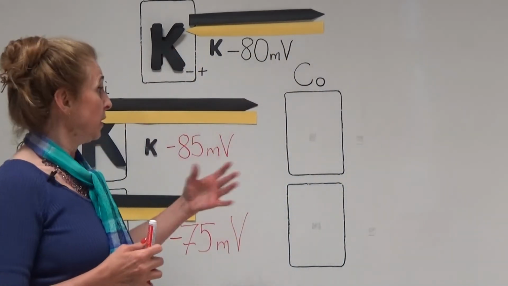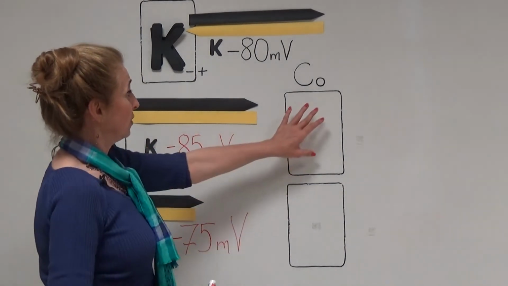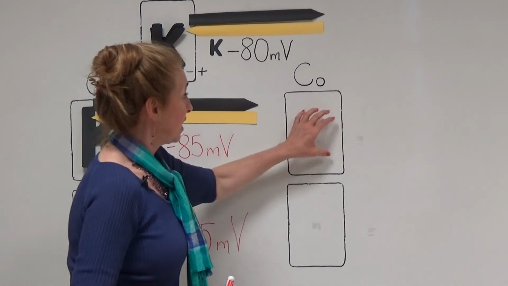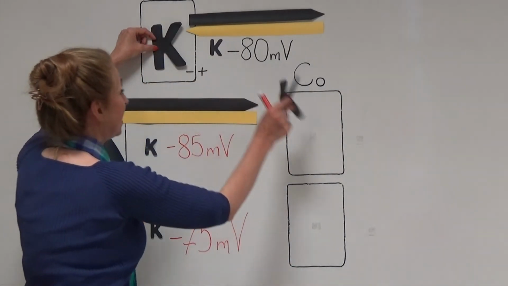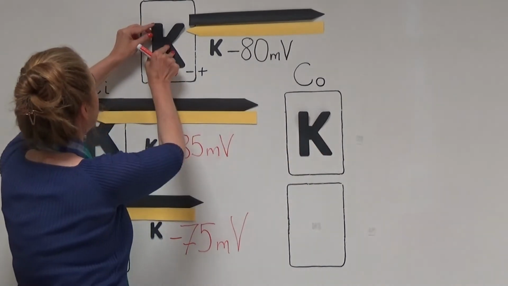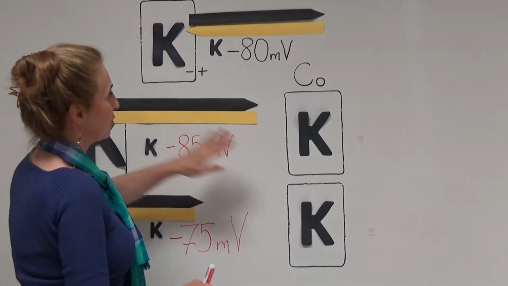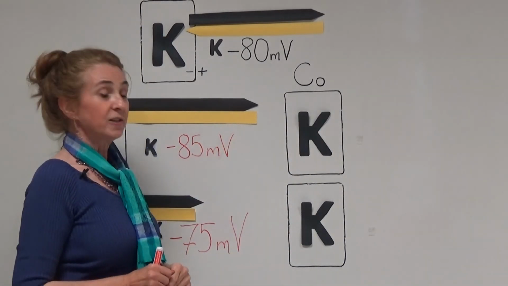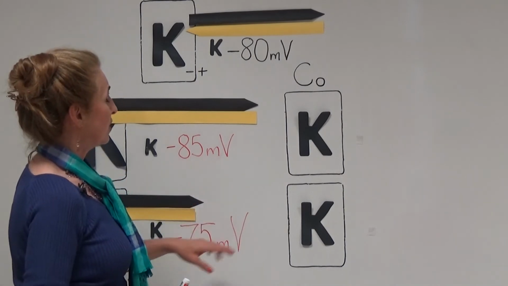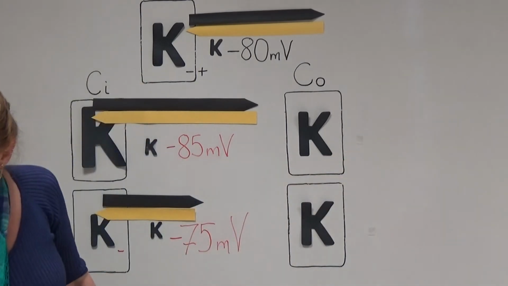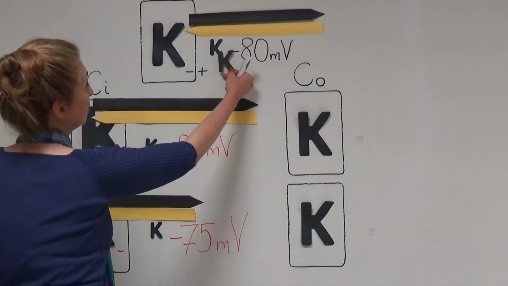So, let us move on to the extracellular concentrations. With the extracellular concentrations going to change, intracellular concentrations will stay the same. So, I shall take similar sized K letters representing potassium and place them intracellularly. Now I'm going to change the extracellular concentrations. What is going to happen if I increase the size of the extracellular concentration?